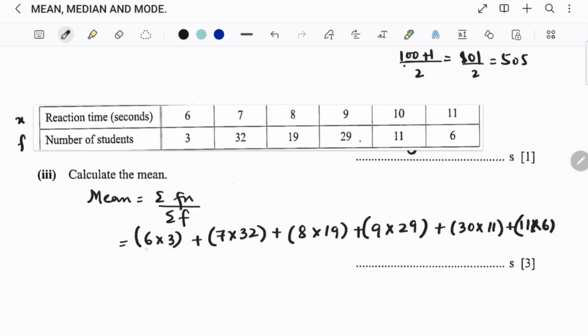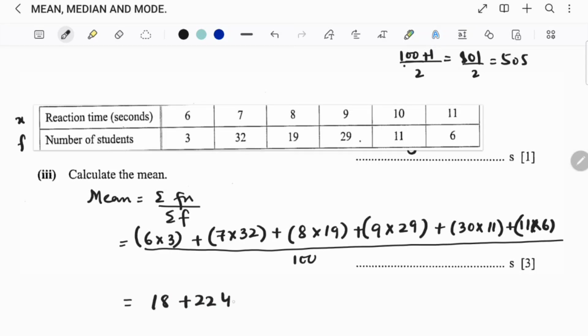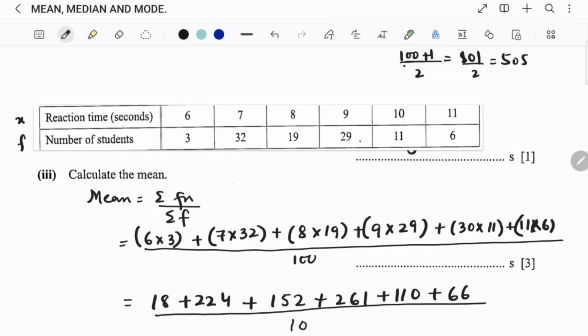Okay, divided by 100. So we have 6 into 3 is 18, 7 into 32 is 224, 8 into 19 is 152. Okay, then you have 9 into 29 is 261, then 10 into 11 is 110, and 11 into 6 is 66, divided by 100.